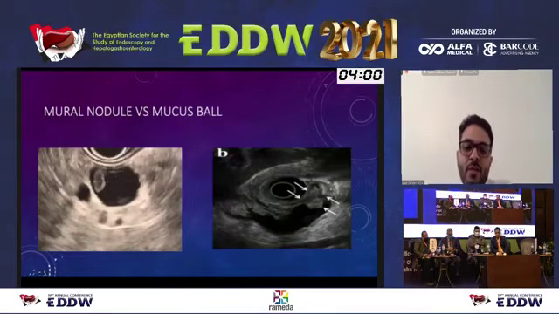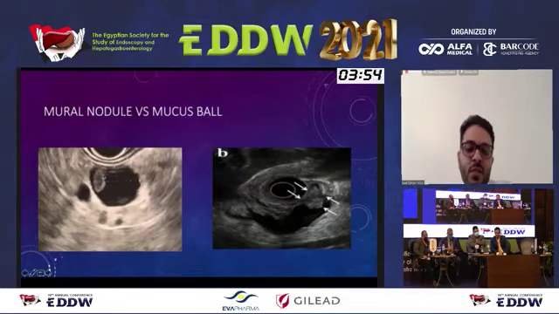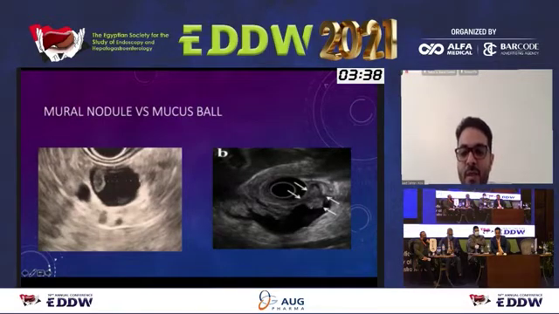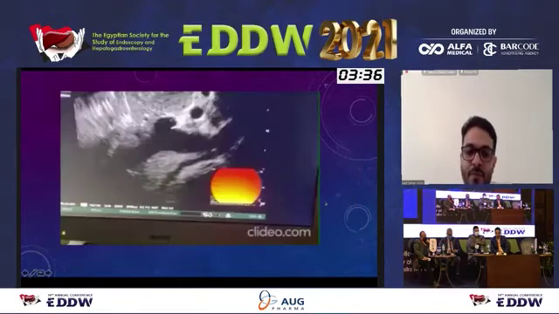And here is how you see it in endoscopic ultrasound. The picture here on the left of the screen shows a mucus ball. You can see the halo sign, like a hyperechoic margin with a hypoechoic center, and it is not very attached to the wall. While here the mural nodule, you can see it's very attached to the wall and has an irregular border.